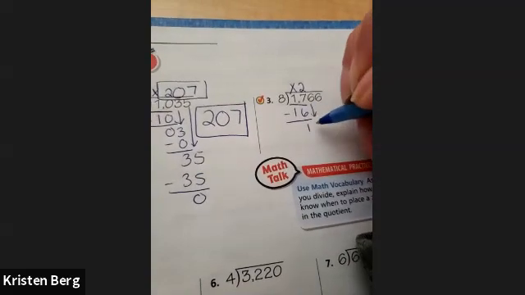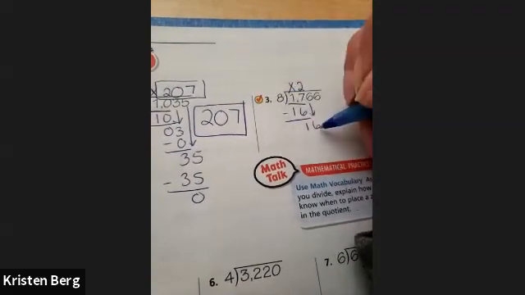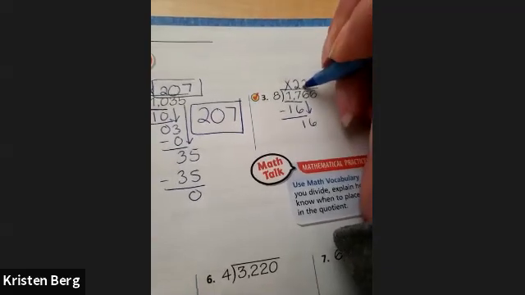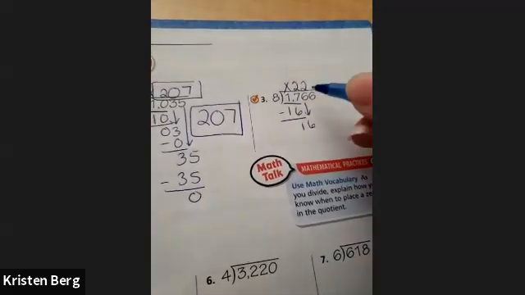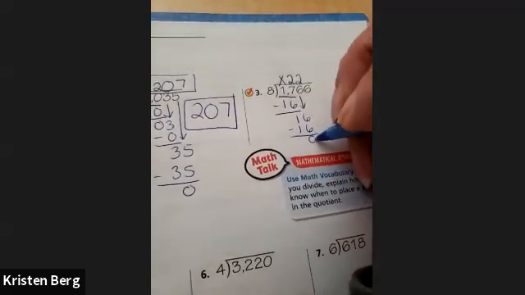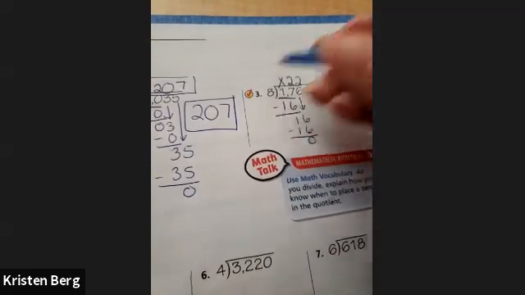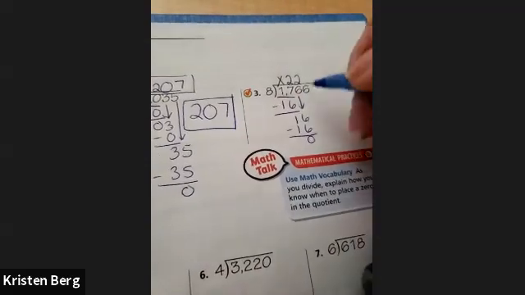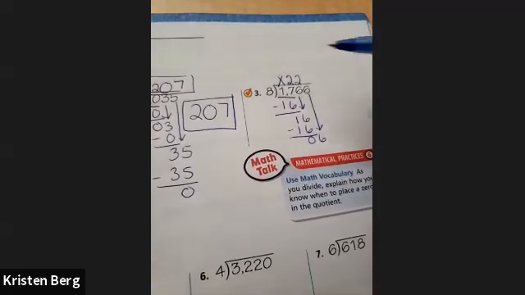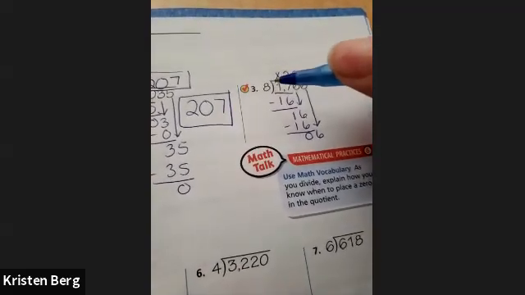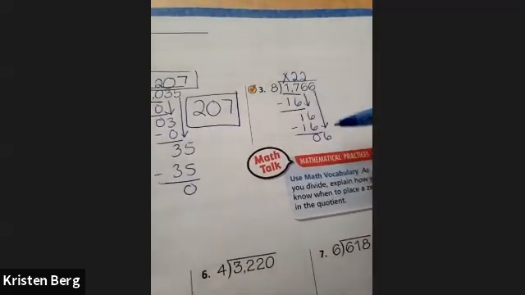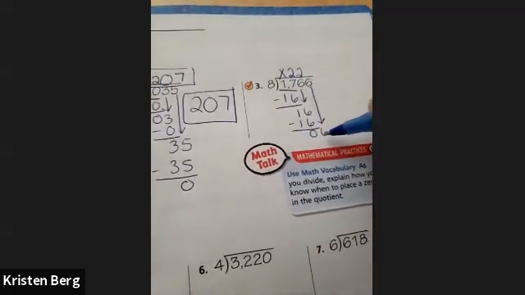Bring down your next number. How many 8s can go into 16? We just did that. That was 2. 2 times 8 is 16. Subtract, that would be 0. Check it, we are good. Is there another number to bring down? Yes, there is a 6. Now, here's the next thing. Now we have to start all the way up at the top and divide again. How many 8s can go into 6?